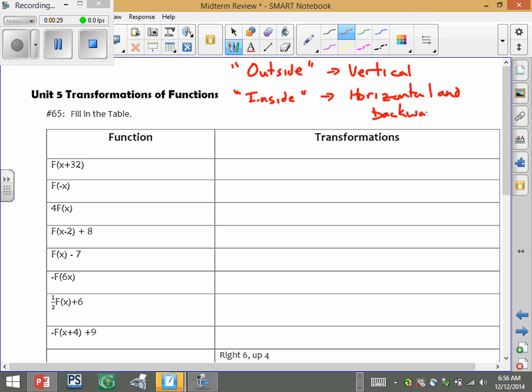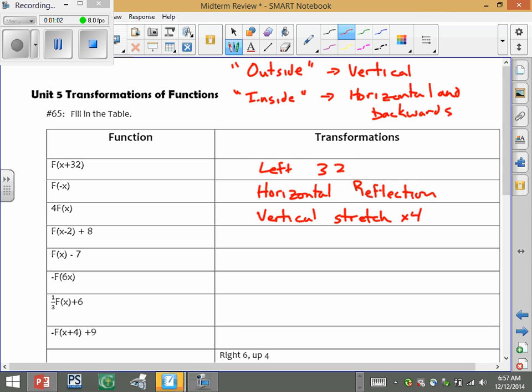So we look at this very first example. That plus 32 is inside, which means it's a translation, but instead of going to the right 32, it goes to the left 32. Here we got a negative x on the inside. Remember, negatives are reflection, so since it's on the inside, it's a horizontal reflection. The 4 on the outside would be a vertical stretch times 4. If we had to do this with points, since it's vertical, we would only touch the y's.